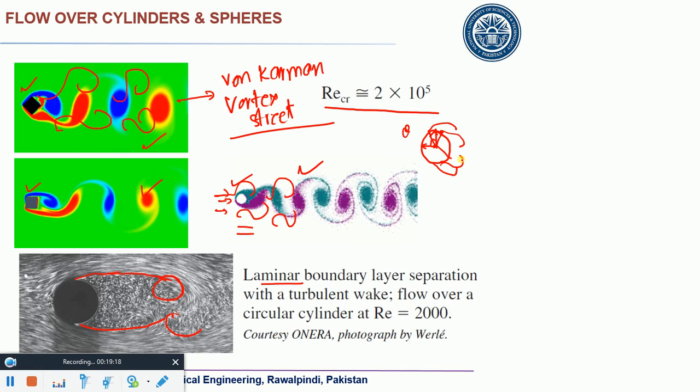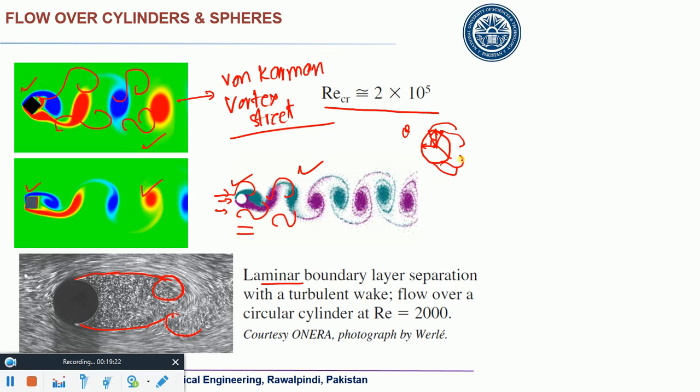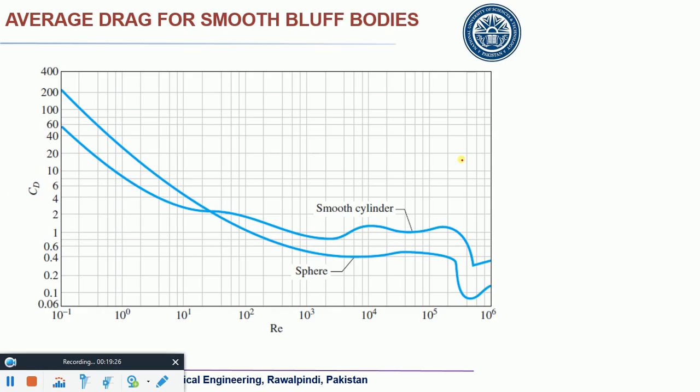And consequently, due to that smaller wake you have a smaller drag. That's why you have dimples on the balls. So by this I just wanted to give you a reminder. You should remember this figure as well.